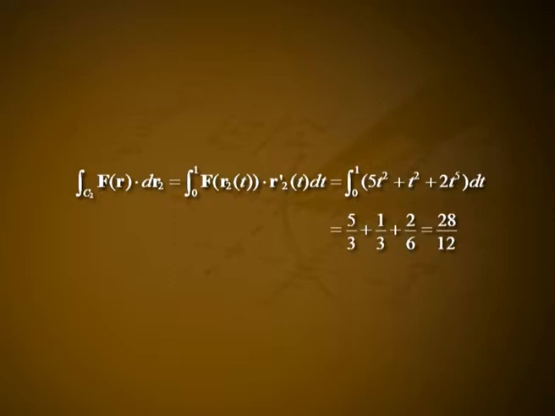B. Similarly, by substituting R2 into f and calculating R2 dash, we obtain for the integral over the path C2 as follows. Integral over C2 f of r dot dR2 is equal to integral 0 to 1 f of R2(t) dot R2 dash(t) dt, which is equal to integral 0 to 1 of 5t square plus 2t raised to 5 dt, which is equal to 5 by 3 plus 1 by 3 plus 2 by 6, which is equal to 28 by 12.